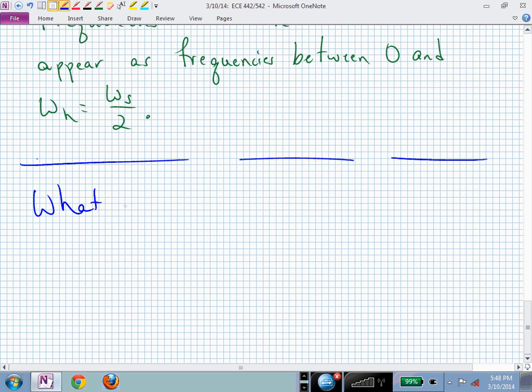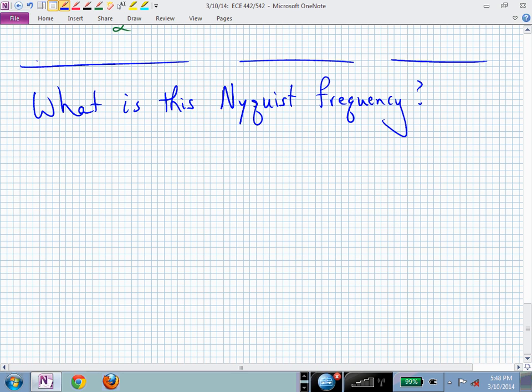Let me say now, what is this Nyquist frequency? I've just defined it or shown it with a time domain waveform illustration. But now we might call that omega sub n or omega high or omega sub s over 2. Now, one thing that you need to keep in mind is the idea that negative frequencies will be the same as positive frequencies if they're the same magnitude.